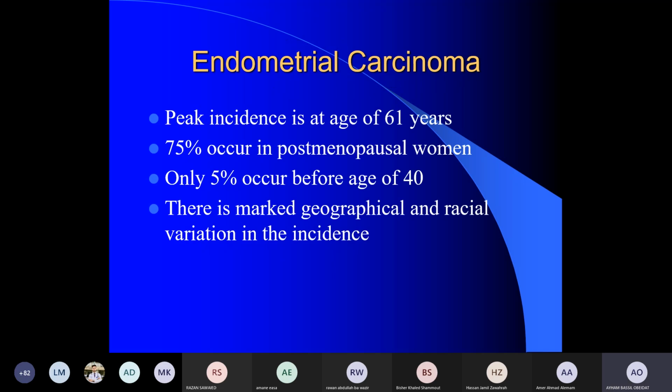Now, if endometrial carcinoma develops, now, this is a disease of postmenopausal women. Usually it happens around the age of 61. This is the peak incidence or the average age.